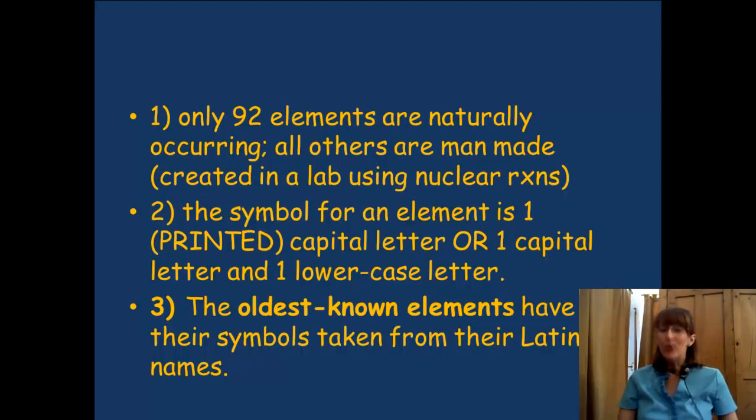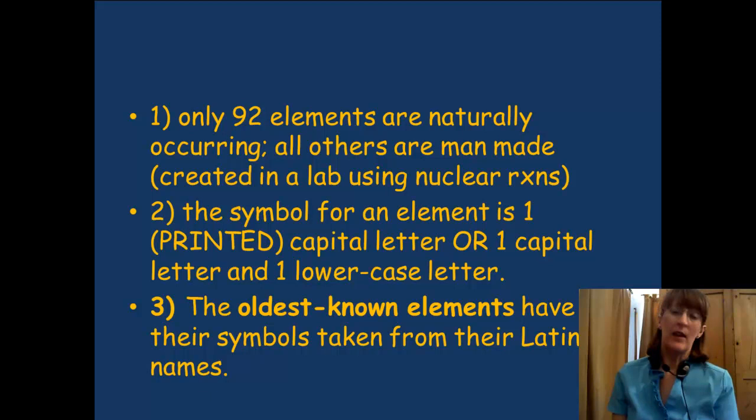There are only 92 elements that are naturally occurring. All the other ones are man-made. They're created in the lab through nuclear means. They take pretty much one radioactive element and they smash it into another radioactive element, and they get some interesting things coming out of that. A lot of times the new elements that are man-made, they don't last very long. They can have a short half-life of maybe 30 seconds or something along those lines. You have to look at each of them, but they're kind of strange. But the naturally occurring elements, you are familiar with many of them.